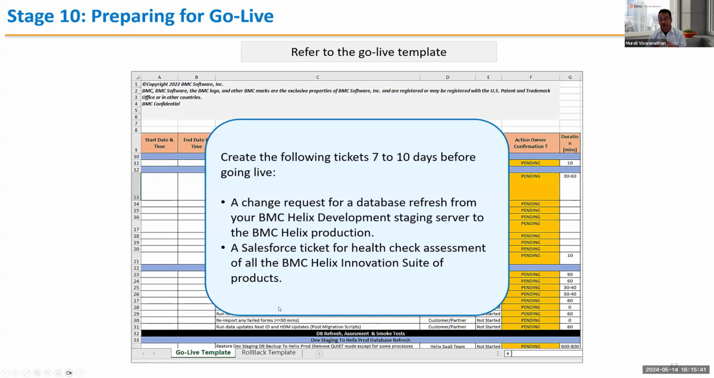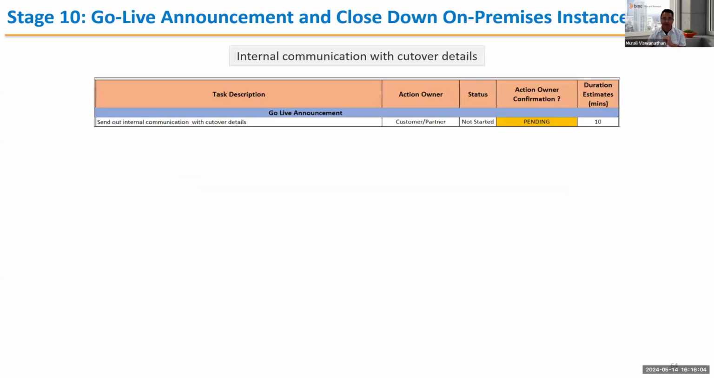And only 2 things you need to worry about on the go live. You need to create 2 tickets basically, right? One for your change request to have your DB restore from your staging server to production, and the other one is your health check assessment. That's the only 2 tickets you need to worry about. Okay, and we encourage you to create this ticket at least 7 to 10 days before go live, so that all the planning and execution can happen properly, right?